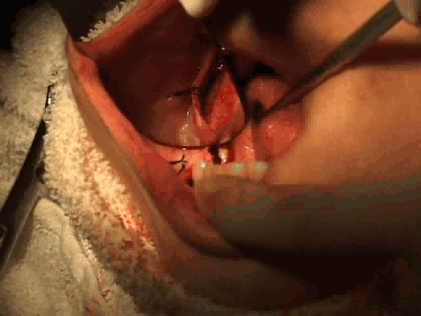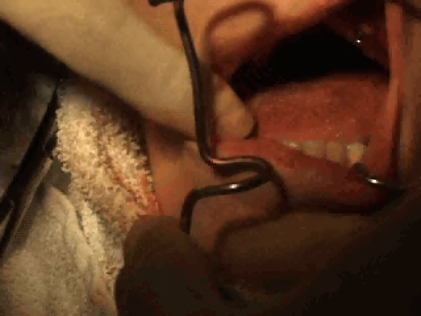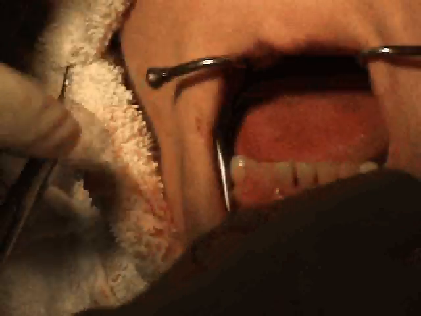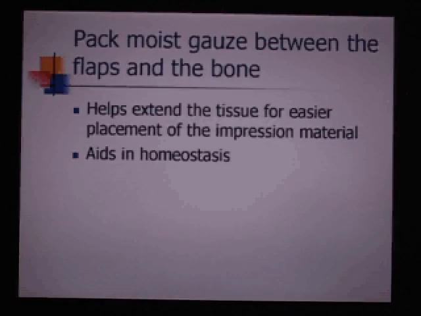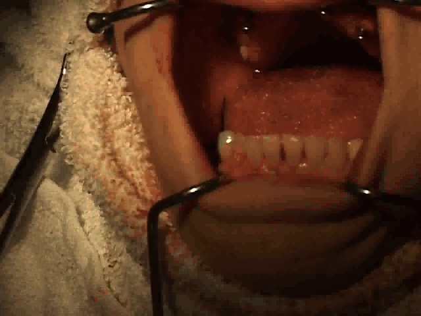You can now see the tie back sutures, and now we're getting ready to place our gauze and then our final impression. The gauze helps extend the tissue for easier placement of the impression material, plus it aids in hemostasis.